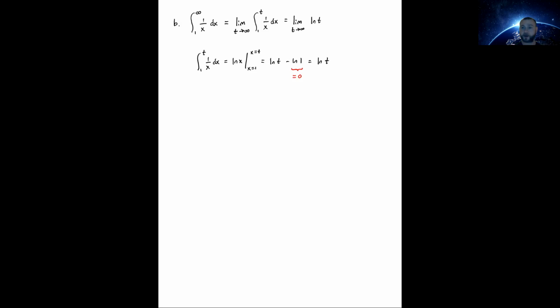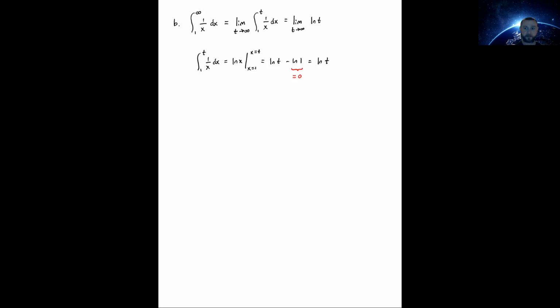Now you might recall from your pre-calc course, natural log of 1 equals 0. That's because e to the 0 equals 1. Remember, logs and exponentials are inverses. This expression just evaluates down to natural log of t. Now this might be a little bit tricky to then evaluate the limit as t goes to infinity for natural log of t, unless you're very familiar with basically the graph of natural log and some of its properties.